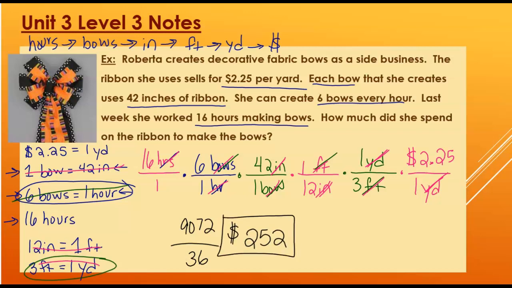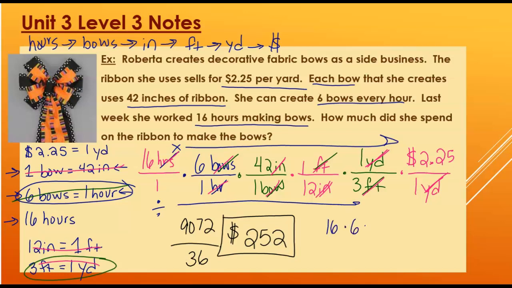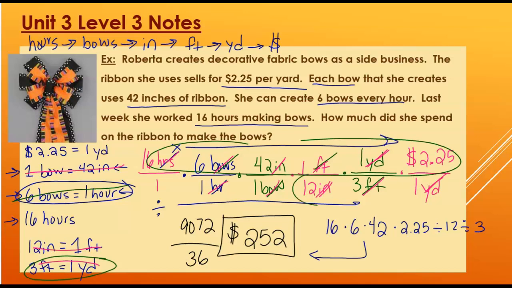The shortcut is you can just multiply everything on top and then divide everything on the bottom. So I'm just going to show you. 16 times 6 times 42 times $2.25. And then on the bottom, I can say divided by 12 and divided by 3. And that will give me the same answer. So that's the shortcut here. Multiply everything on top and just hit divide by this, divide by this, divide by everything on the bottom.